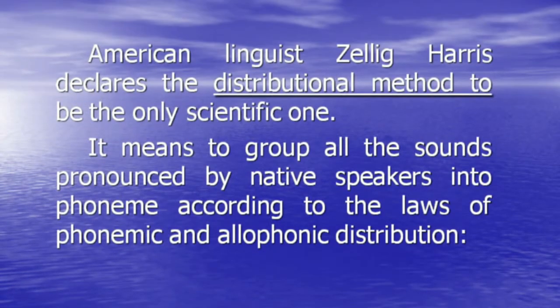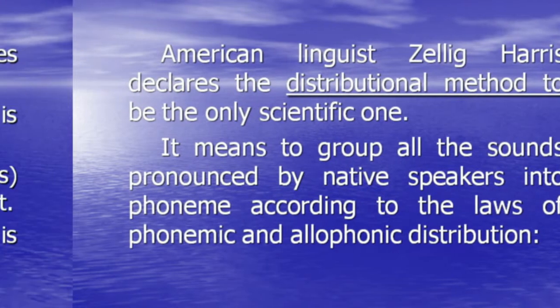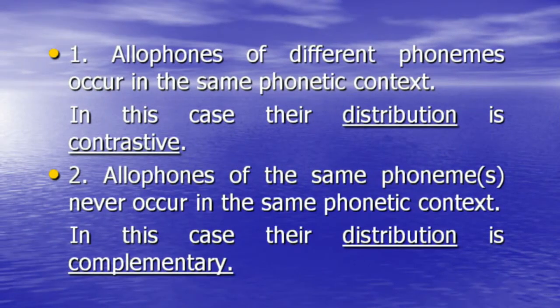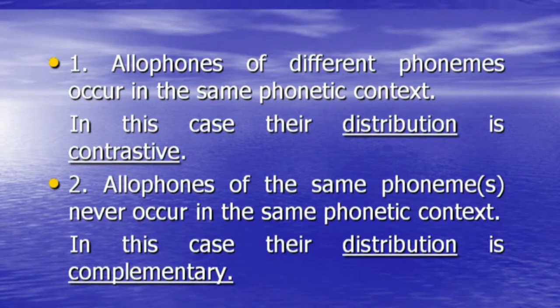American linguist Zellig Harris declares the distributional method to be the only scientific one. It means to group all the sounds pronounced by native speakers into phonemes according to the laws of phonemic and allophonic distribution. First, allophones of different phonemes occur in the same phonetic context. In this case, their distribution is contrastive. The second, allophones of the same phoneme never occur in the same phonetic context. In this case, their distribution is complementary.